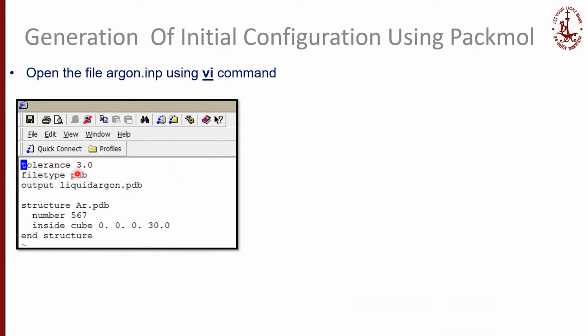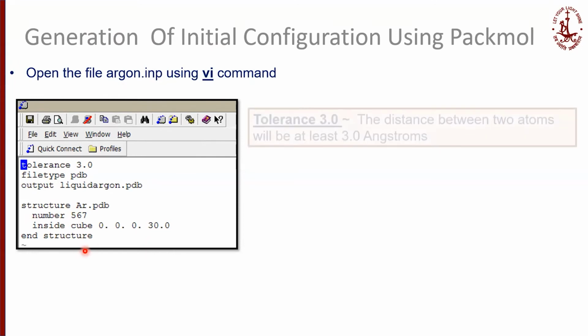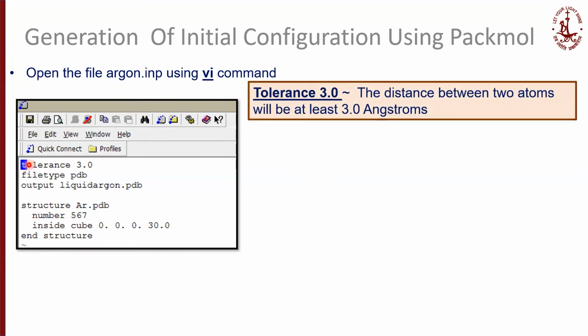The first line is written as tolerance. Then you have file type. Then you have output, structure, number, inside cube, and end structure. Now, what does this mean? Tolerance is given as 3.0. That means the distance between two atoms should be at least 3 angstrom.